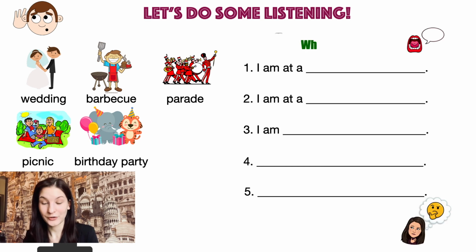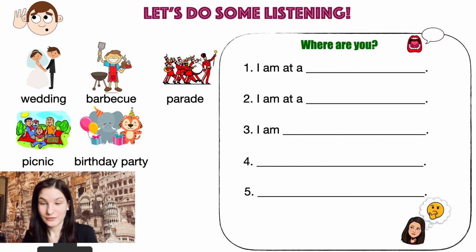Very nice. So what we're going to do now, I will give you descriptions of these events, 1, 2, 3, 4, and 5. And your task will be to listen to me and say where you are. Because I have a question for you. Where are you? Then I will describe the event to you, and you will need to tell me, I am at a picnic, for example. You don't need to write it. You need to say it, okay?